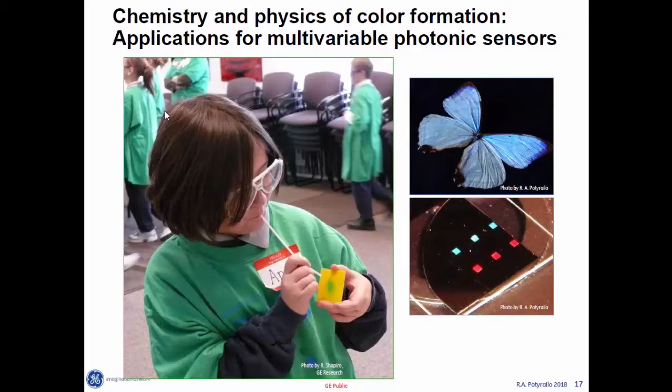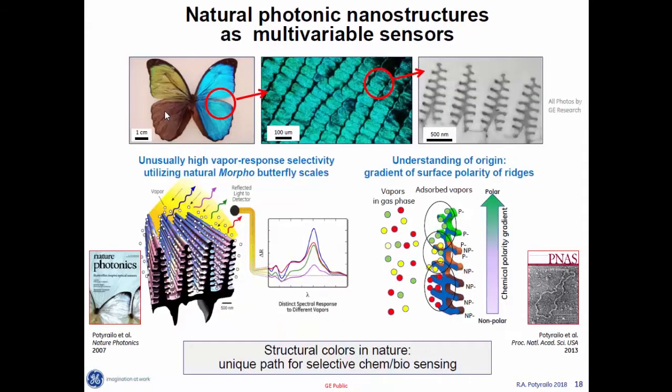The other way of generating color and color changes is by physical principles, and iridescence is one of those principles. This is the photo of a tropical butterfly that we have perhaps seen many times. The iridescence comes from the nanostructure of the scales. When we are learning about iridescence, how the color is formed and how to change the color, we're starting to make individual multivariable sensors that are based on photonic principles.